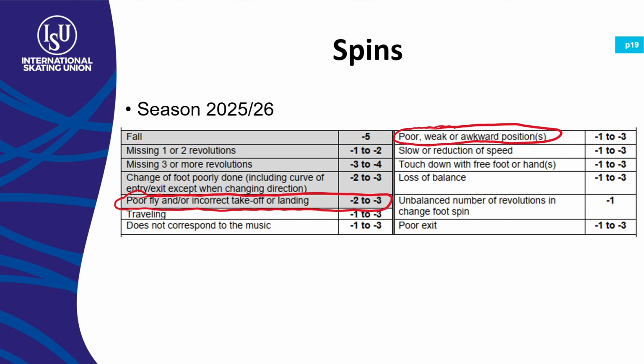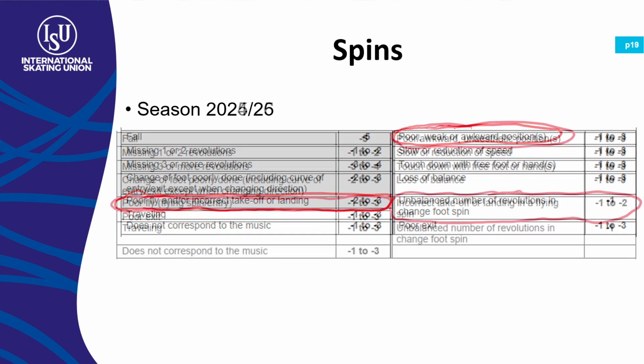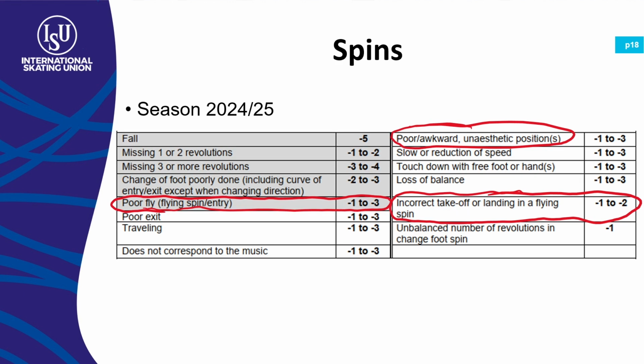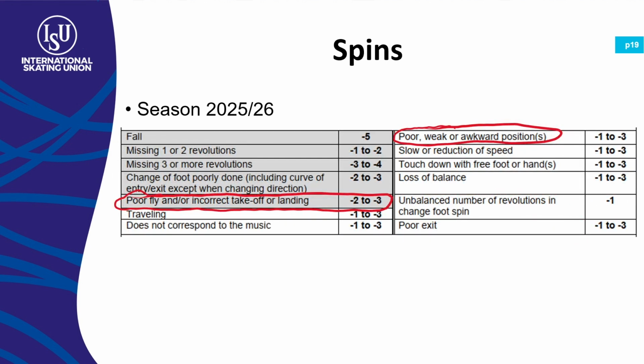As for poor fly and or incorrect takeoff or landing, instead of -1 to -3 for poor fly, and -1 to -2 for incorrect takeoff or landing in a flying spin, we get in total -2 to -3 for poor fly and or incorrect takeoff or landing in both flying spins and spins with flying entry.